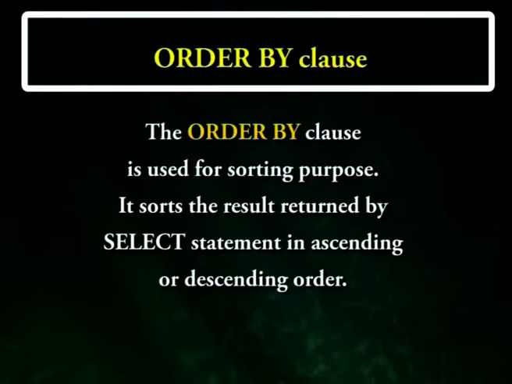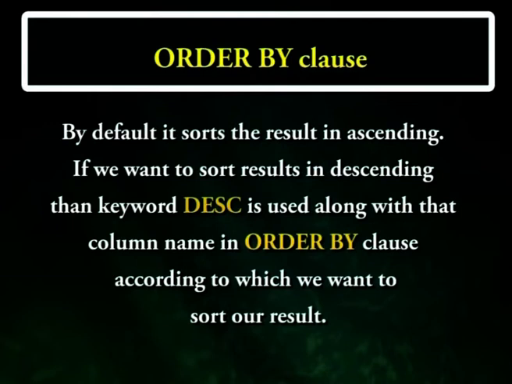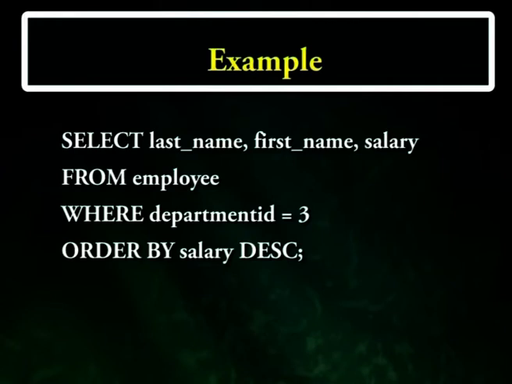The ORDER BY clause is used for sorting purposes. It sorts the result returned by the SELECT statement in ascending or descending order. By default, it sorts the result in ascending order, and if you want to sort the results in descending order, then the keyword DESC is used along with that column name in the ORDER BY clause, according to which we want to sort our result. Look at this example.